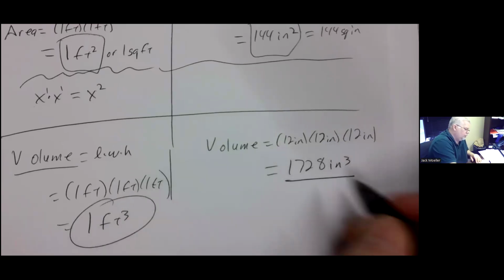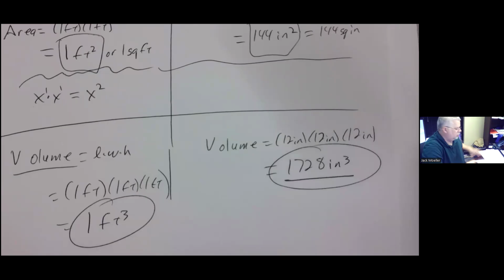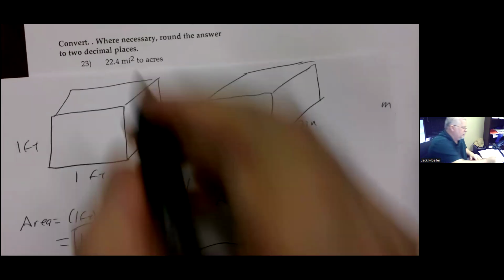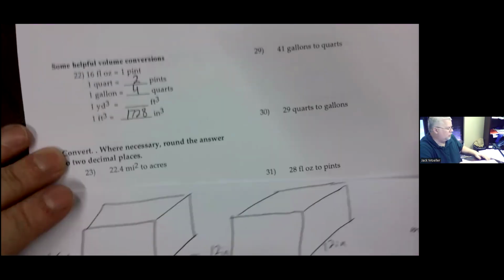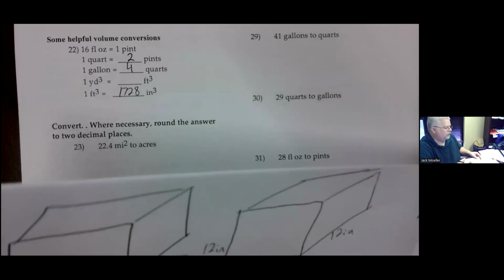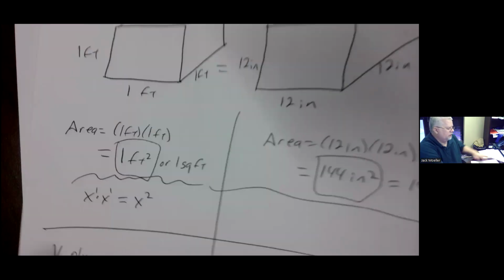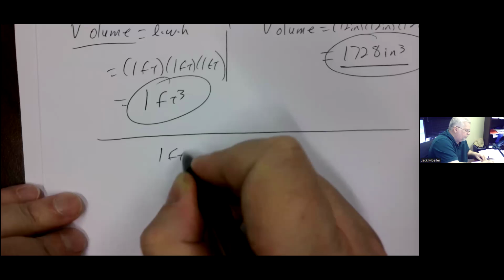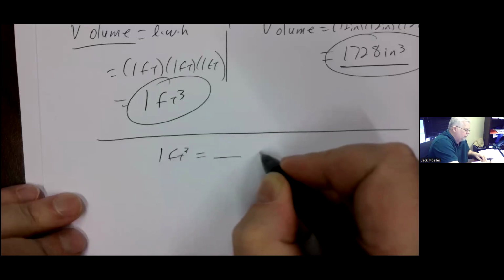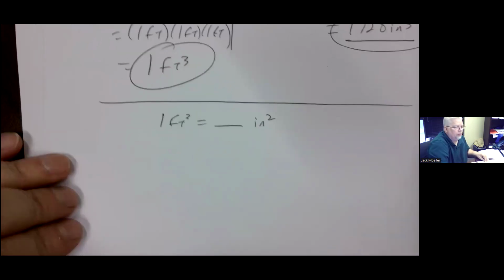The 1 cubic foot is equal to 1,728 cubic inches. So another way to do this, so this is like the geometry explanation. If you want to do a conversion explanation, so if I want 1 square foot to how many square inches, so we can do the conversion.